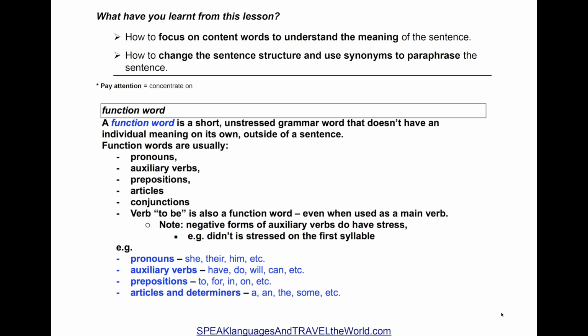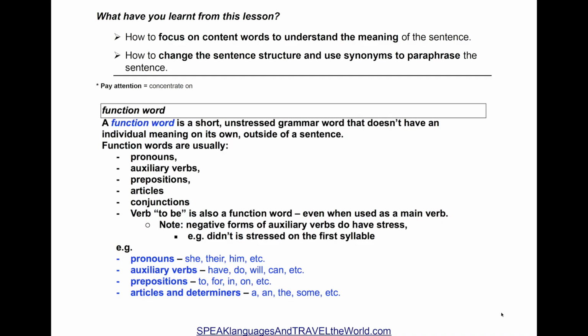You've learnt how to focus on content words to understand the meaning of the sentence and how to change the sentence structure and use synonyms to paraphrase the sentence. As I said earlier, pay attention means to concentrate on, and function words, which I mentioned earlier, are short, unstressed grammar words that don't have an individual meaning on their own outside of a sentence.